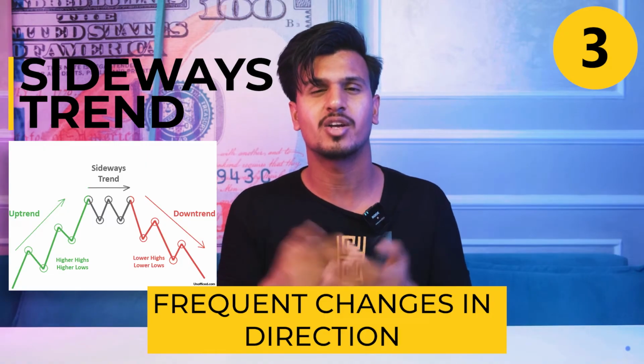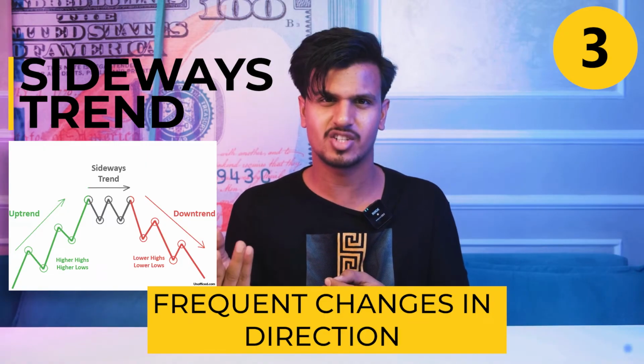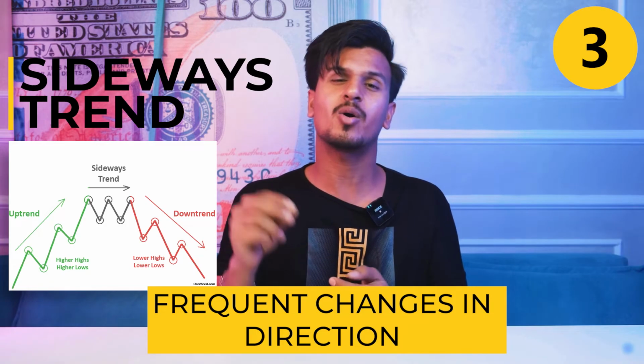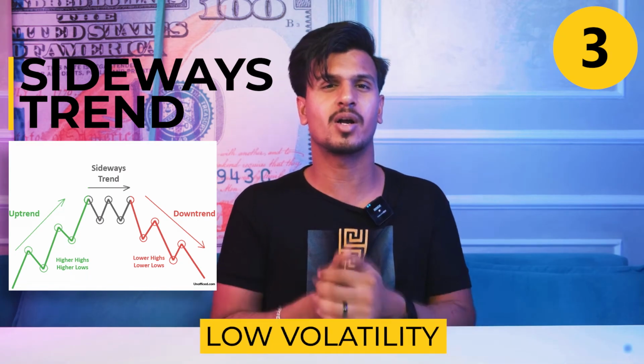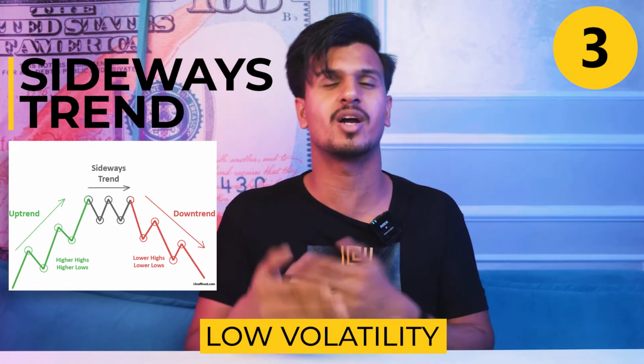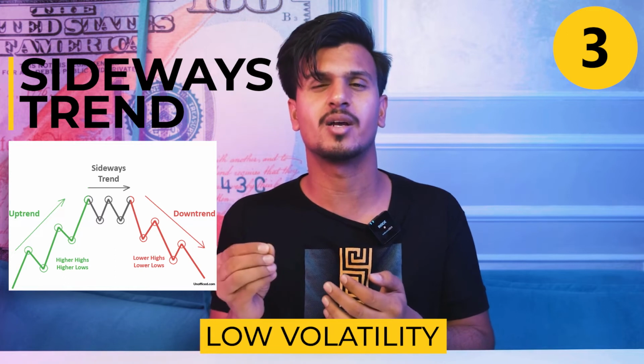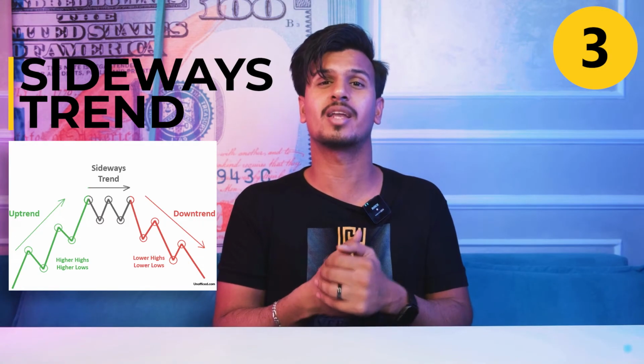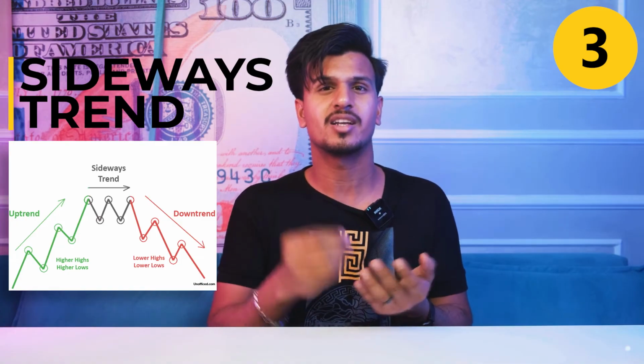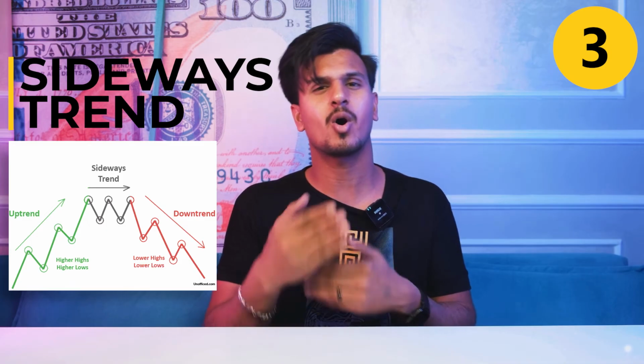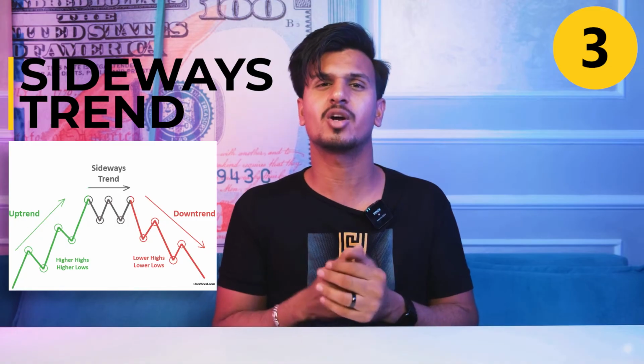Frequent changes in direction. The market may frequently change direction, creating new local highs and lows within the sideways range. Low volatility. A sideways market is characterized by low volatility, which means limited price fluctuations. A sideways trend can occur as a temporary phenomenon when the market is awaiting new fundamental data or events that may affect the direction of price movement.